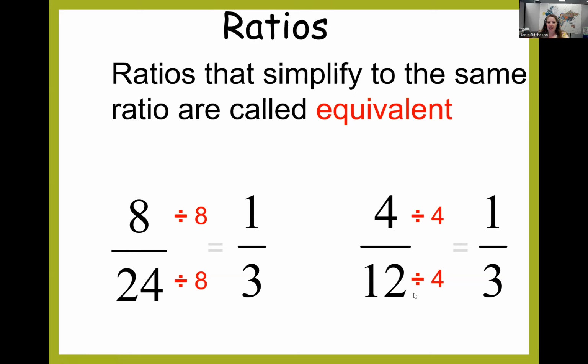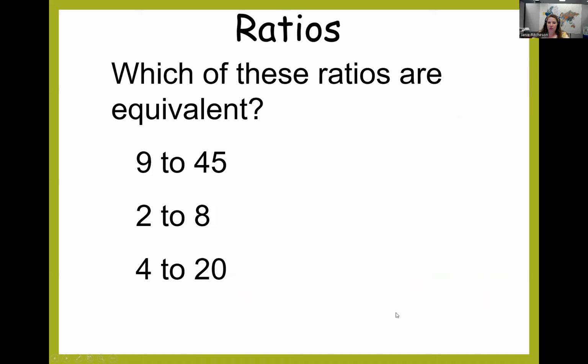So once a ratio has been simplified, we would call these ratios equivalent. 8 to 24 is equivalent to 3 to 12, and that's also equivalent to 1 to 3. Those are equivalent ratios. So which of these ratios are equivalent? So pause the video and see which of these two you think are equivalent to each other.